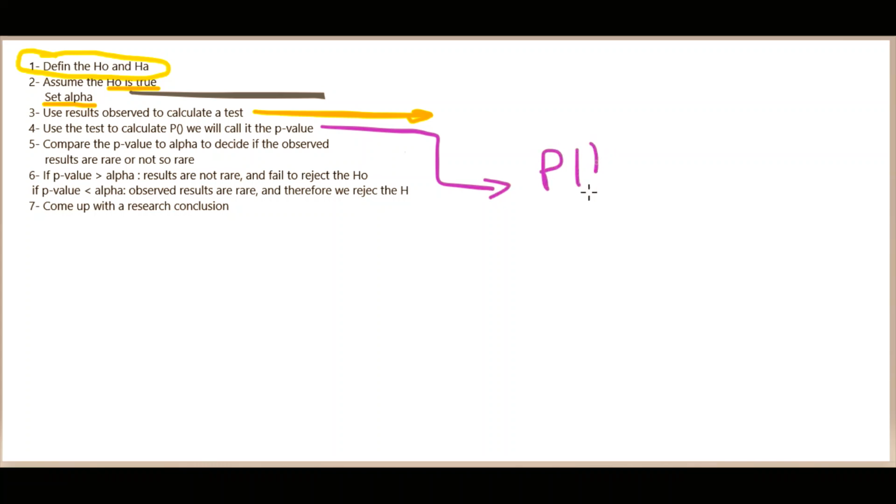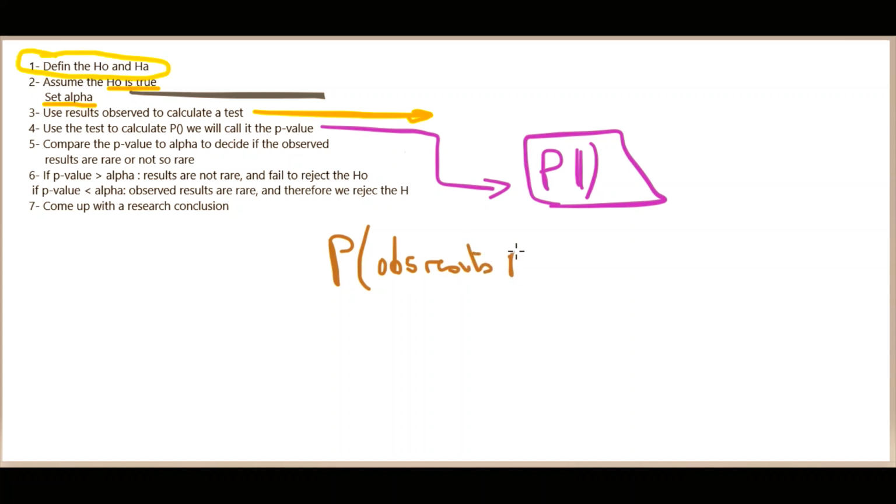Remember, this is the part we're going to use to decide whether what we observed is rare or not so rare. Now let's define this probability. This probability actually has a name, and that name is the p-value. In research, we call it the p-value. What is the p-value? It's the probability of observing results like you observed in your sample, or as extreme as those results.